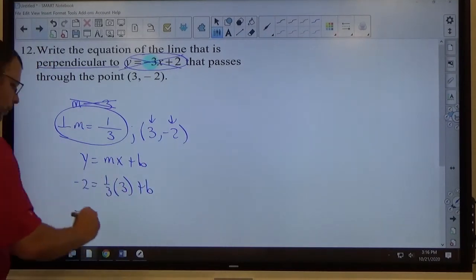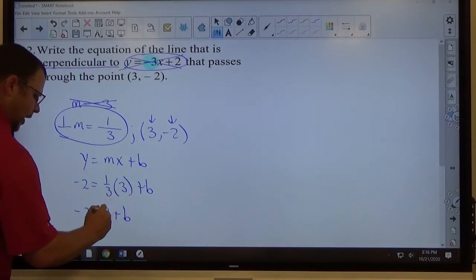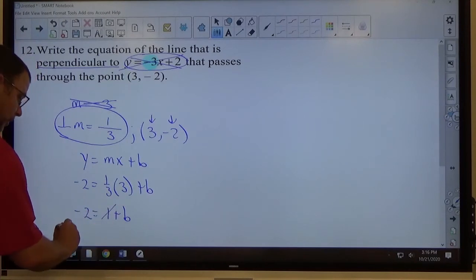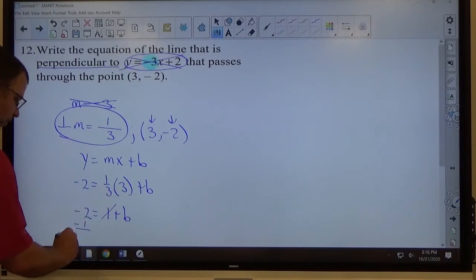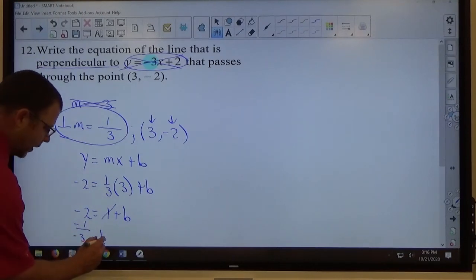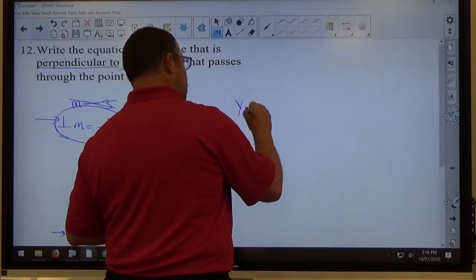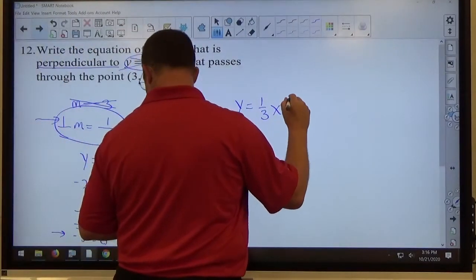1/3 times 3 makes 1. And if 1 plus b is equal to negative 2, I'm going to move my 1 over. Positive 1 becomes negative 1. These are the same sign, so I add, 2 is bigger, so it's negative. So b is equal to negative 3 in this instance. So a slope of 1/3 and a y-intercept of negative 3 is the slope and y-intercept of the perpendicular line. So I write my answer, y equals 1/3 x minus 3.